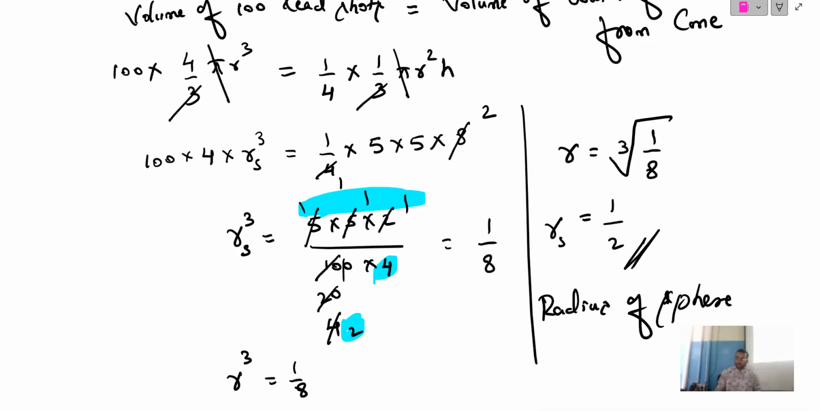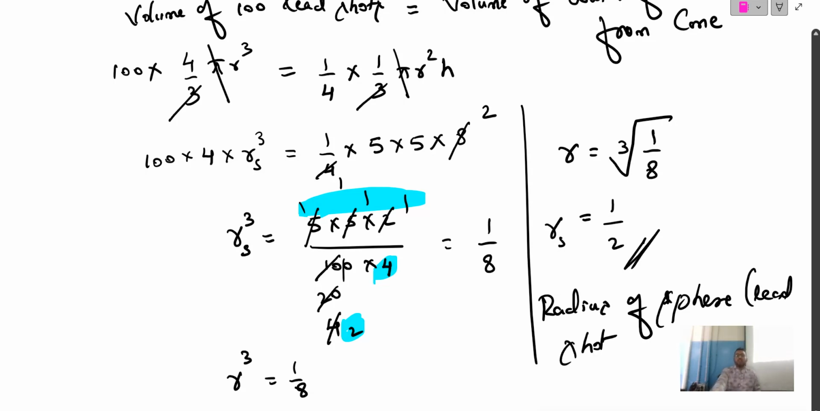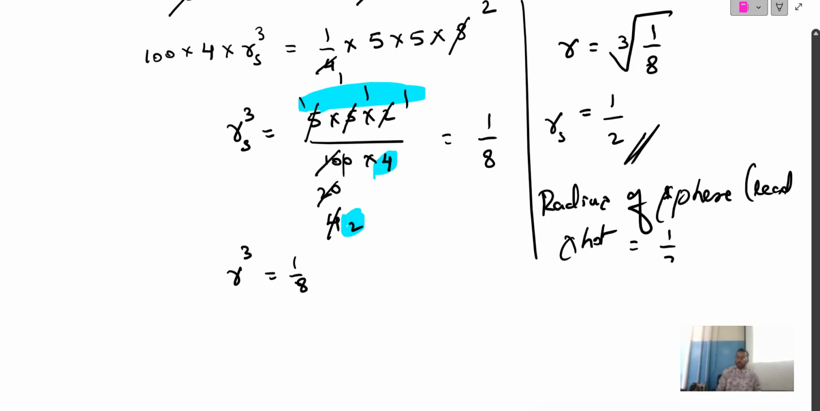So can we write here? Volume of each lead shot. The formula to find the volume of a lead shot, which is in the form of a sphere: the volume of a sphere is 4 by 3 pi r cube. Now we can say here 4 by 3 into pi, which is 22 by 7, and the radius we just now got. Don't write 0.5. R cube is 1 by 8. Okay. 22 by 7 into r cube.